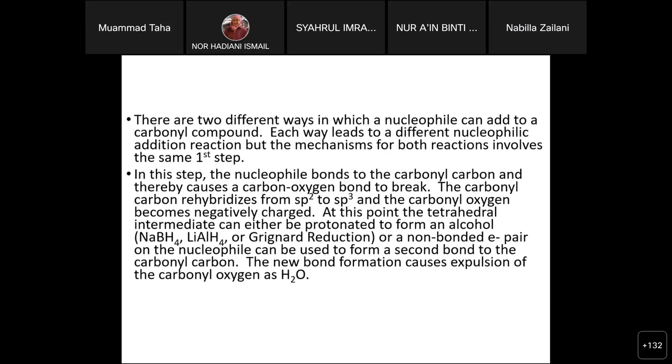The next step: you know that when the carbon oxygen bond is broken, this becomes a tetrahedral, sp3 hybridized carbon. Then there are two possibilities. The water can be eliminated and it becomes a carbon-nitrogen double bond in the case of amines, or it can be treated with some other nucleophile to replace the water molecule and then it becomes an alcohol. We will see the example because you cannot understand by the wording. When the examples come, it will be easy for you. We go to the next slide.